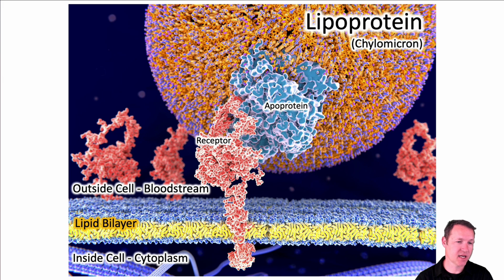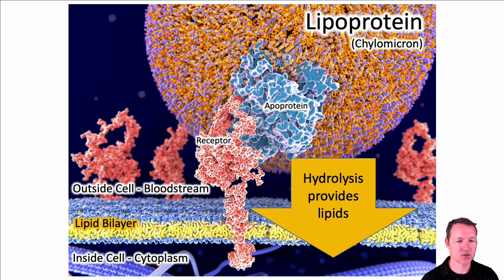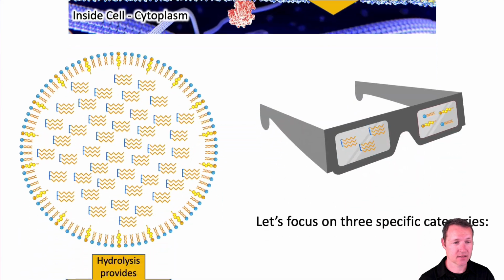But we're not going to care that much about this. What we care about is this process. When it's docked at this receptor, it's engaging in something called hydrolysis, which we discussed up top. And that's providing lipids to the cell underneath.